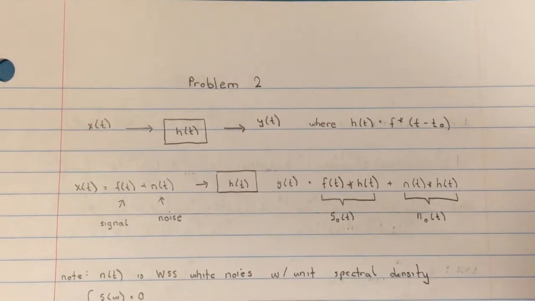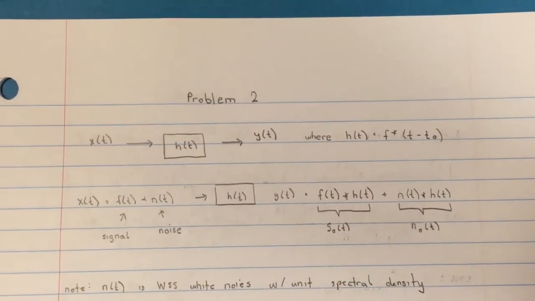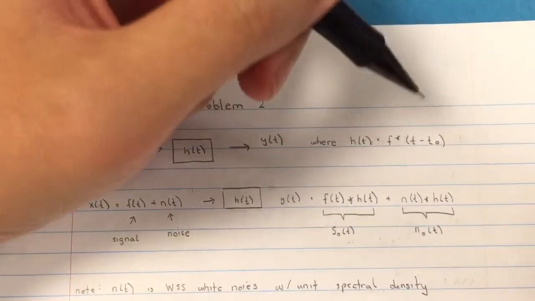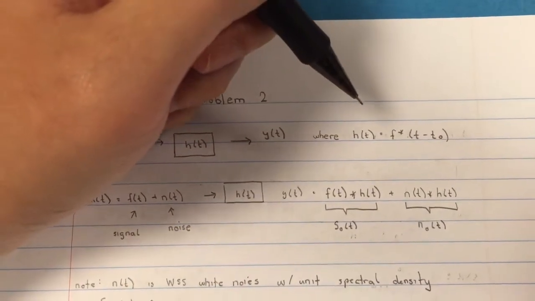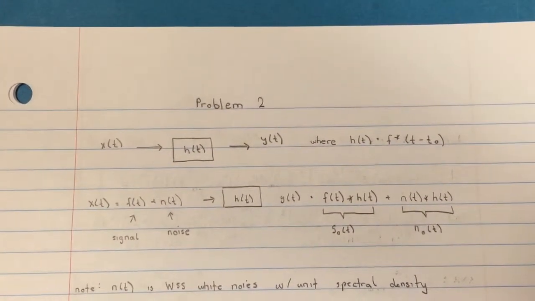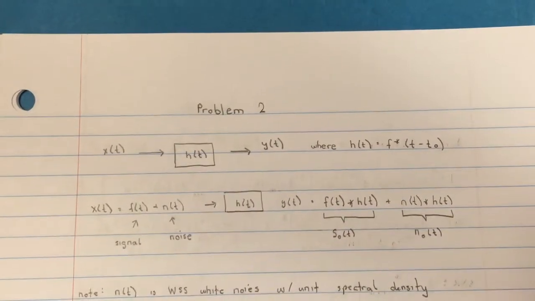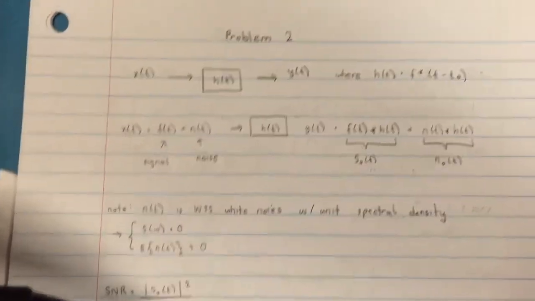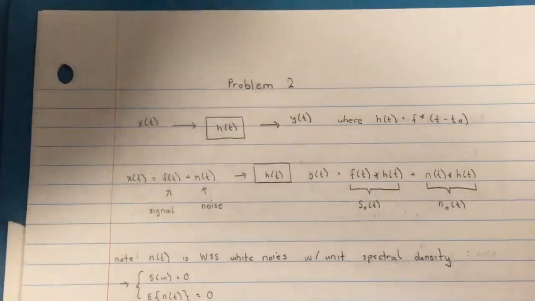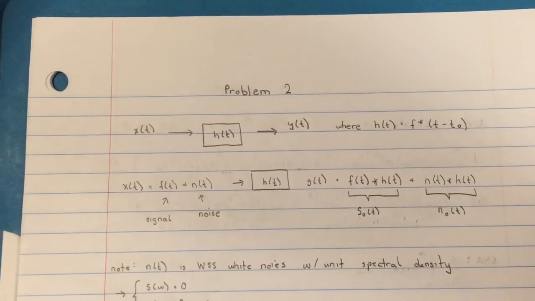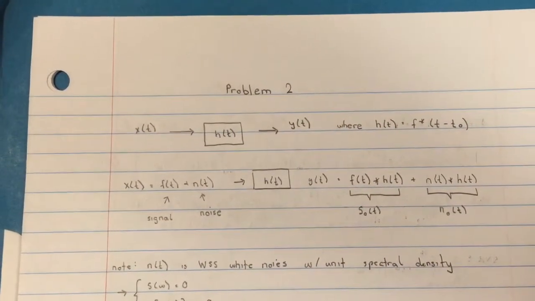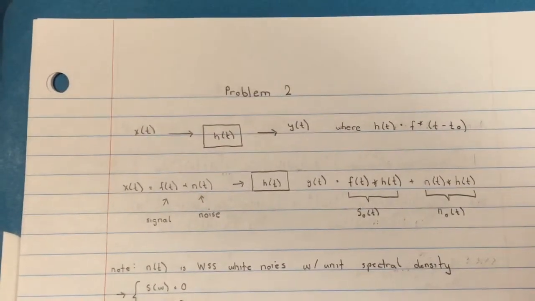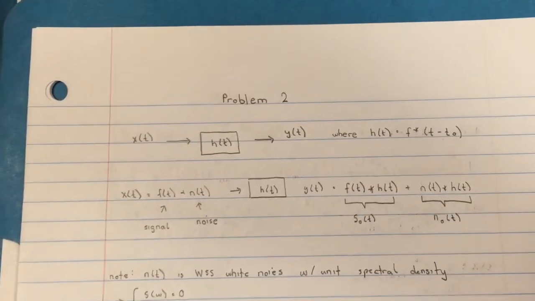Okay, so this is problem 2 of homework 12. Here we're asked to show that h(t), which is equal to the conjugate of f(t0 - t), is the best receiver that maximizes the output signal-to-noise ratio, where f(t) is a deterministic signal and n(t) is WSS white noise with unit spectral density.